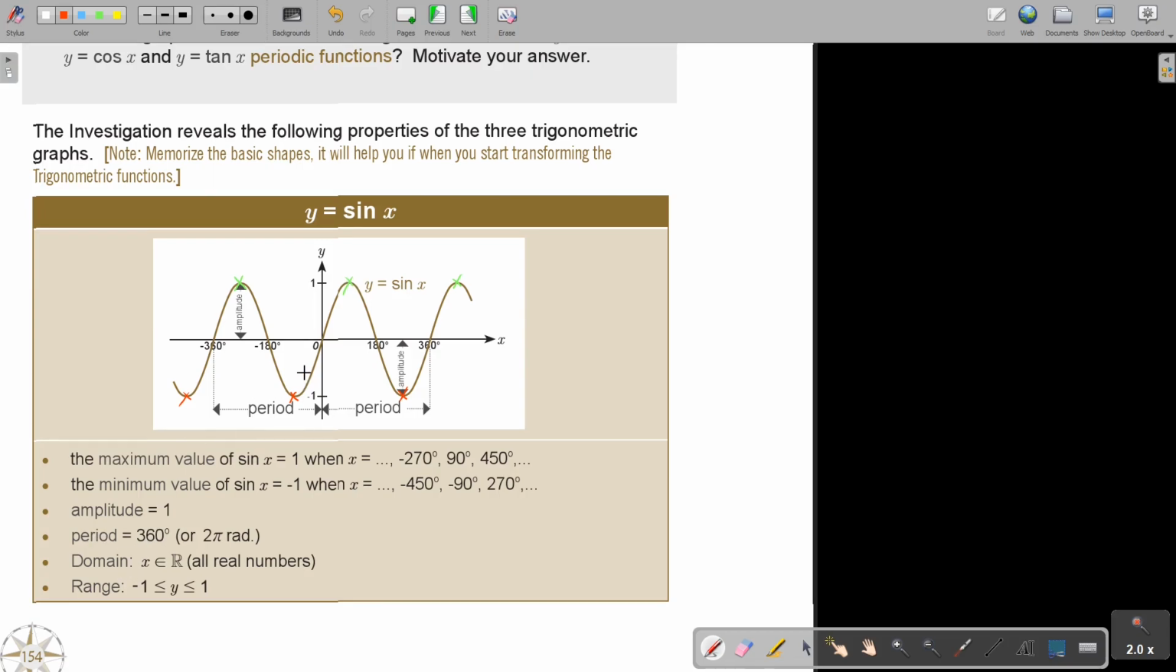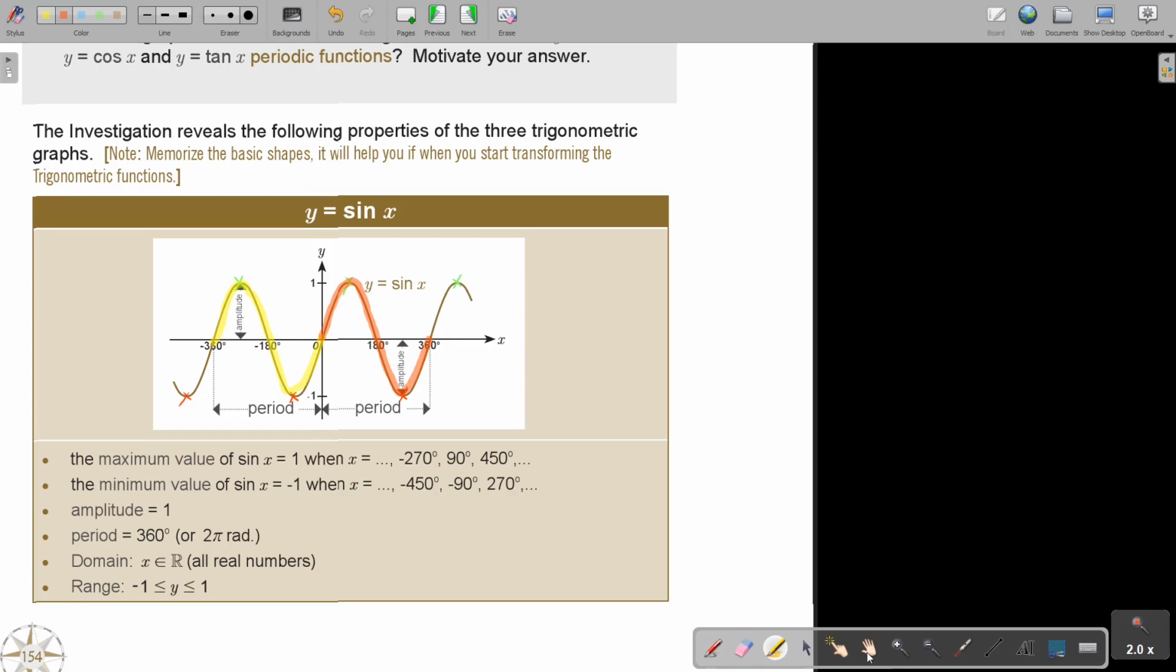The period, when does it start repeating? I'm going to use a highlighter. So this is the one, but it's not to say, I can even draw, you see. Okay, there's another one. Do you see? So every 360, you will see that the graph starts to repeat itself. Okay, so that's why the period is 360.